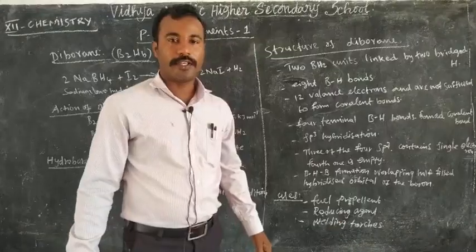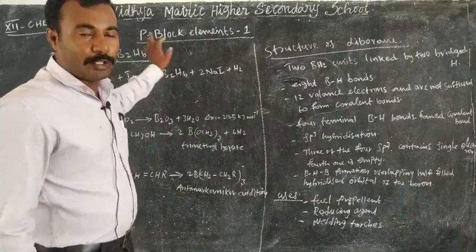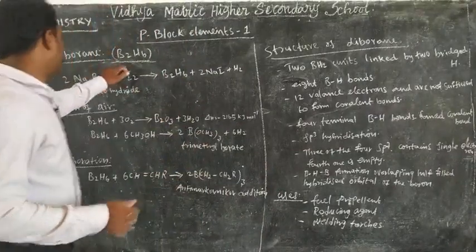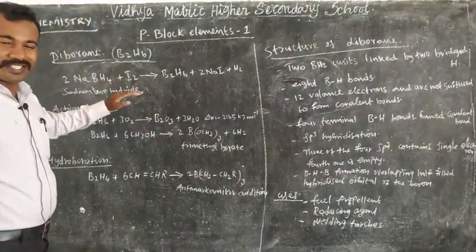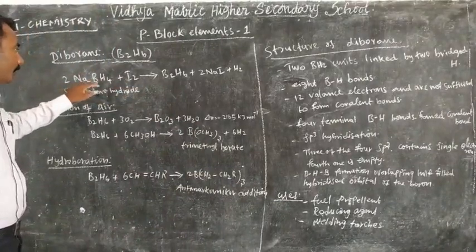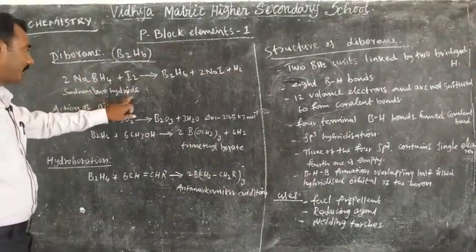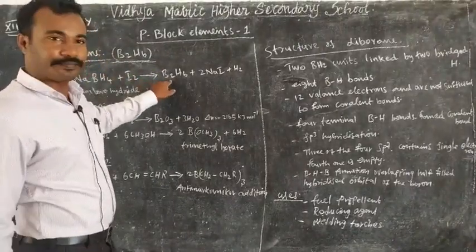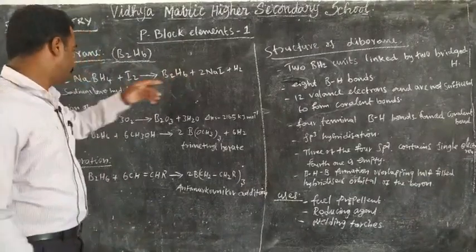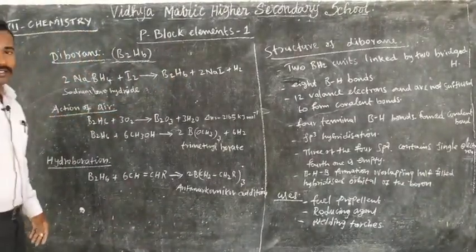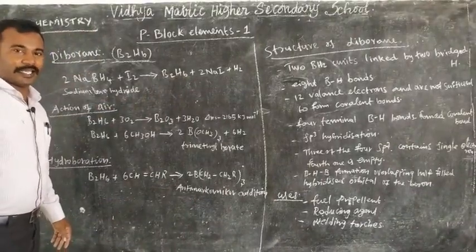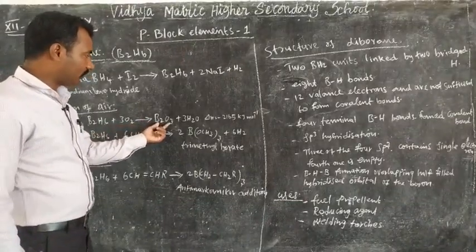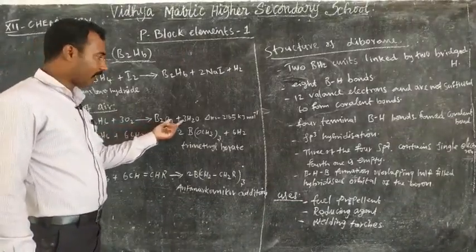Okay, next one, diborane. Diborane, borane formula B2H6. Listen, how to prepare diborane. Here sodium borohydride reacts with iodine to form diborane. Okay, good. The next one, action of air. Diborane reacts with air to form B2O3, its oxide, and water molecule.